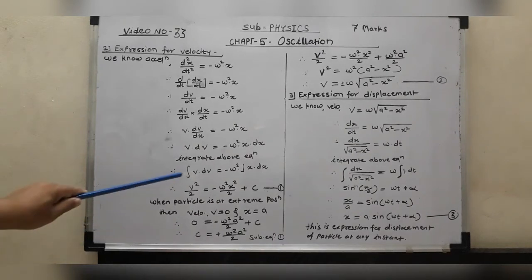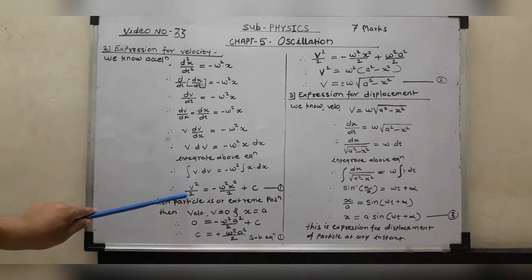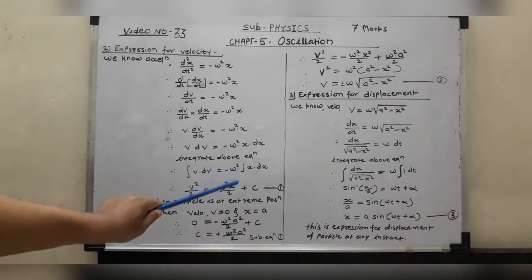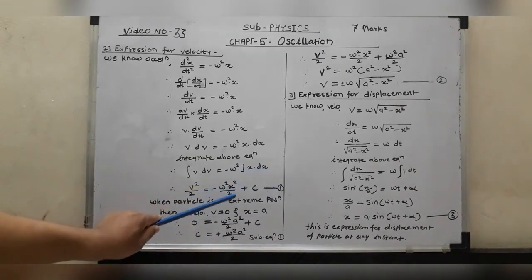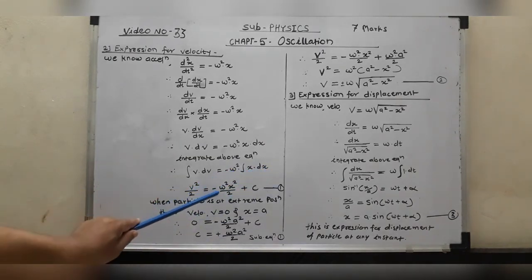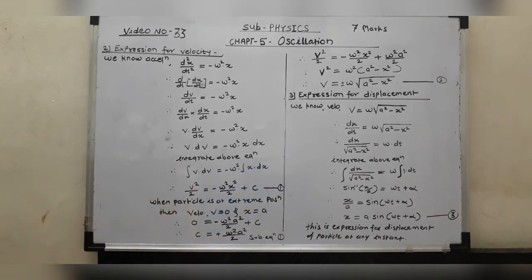So integration of v dv we can write as v square upon 2, which is equal to minus omega square into integration of x dx, that is x square by 2. Therefore minus omega square x square by 2 plus c, where c is the constant of integration, and we can find the value of c. This is equation number 1.